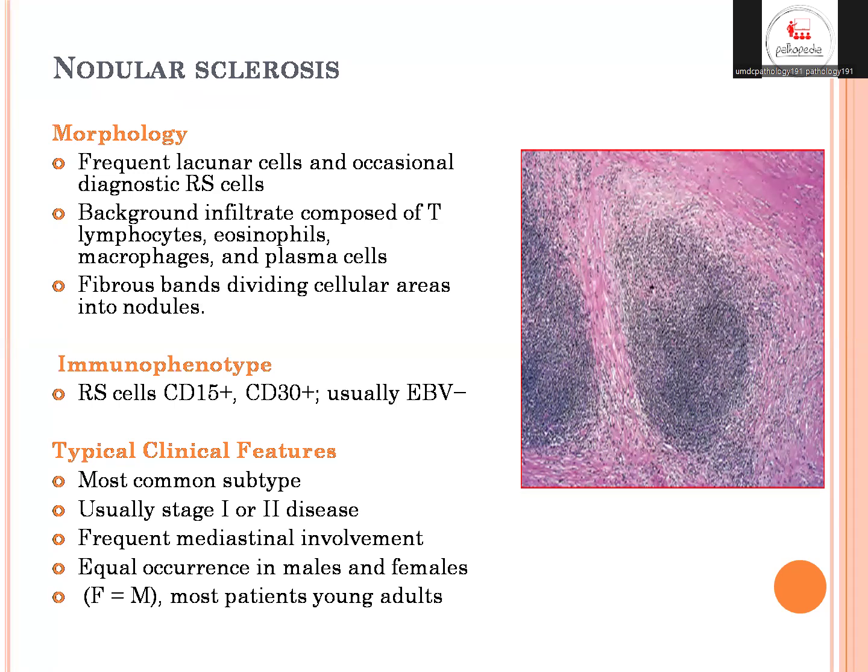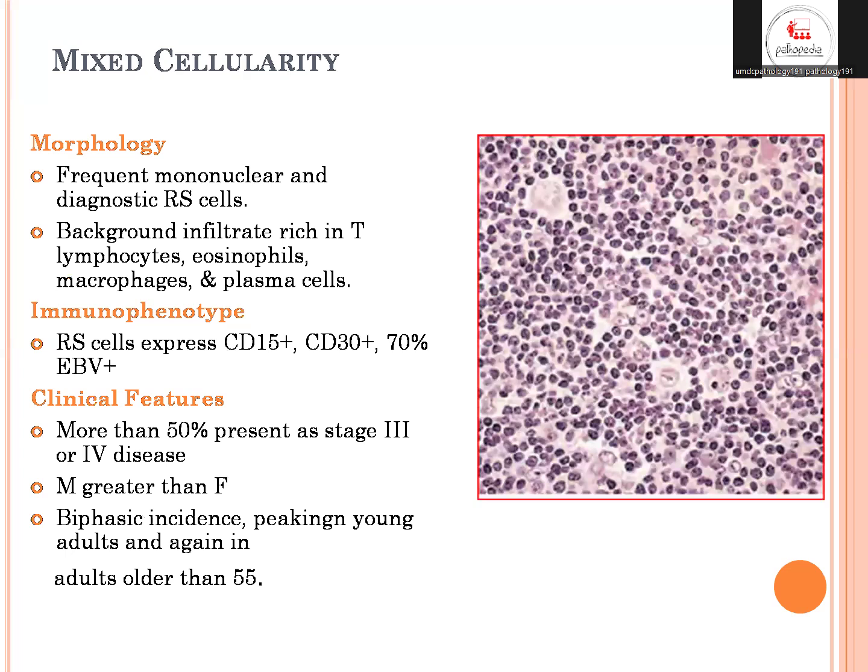The cases of nodular sclerosis show positive staining on IHC for CD15 and CD30, and are usually not EBV associated. The typical clinical features are that it is the most common subtype, usually with stage 1 or 2 disease appearance, frequent mediastinal involvement, equal occurrence in males and females, and mostly occurring in young patients or young adults.